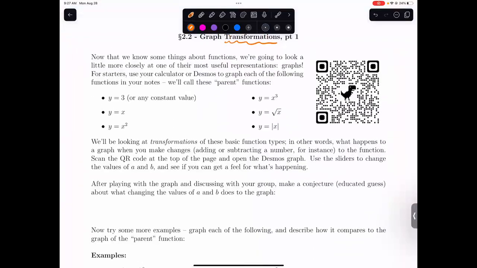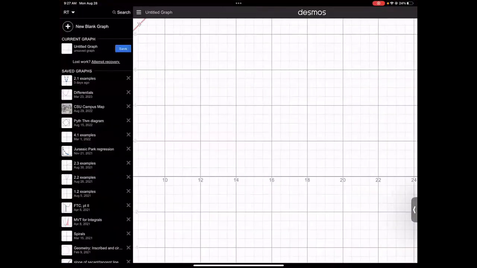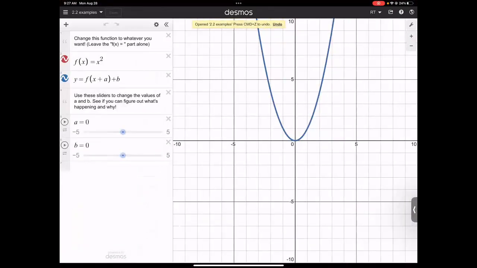Scan that QR code to pull up a graph that looks like this. There are two things here. One is the kind of parent function, the starting point, right? The default thing. That's f of x equals x squared. And we know what x squared looks like now, right? Everybody show me what x squared looks like. Something like that, right? Kind of a U-shaped graph. The name for the shape is a parabola. That doesn't matter really, but something like that, right?